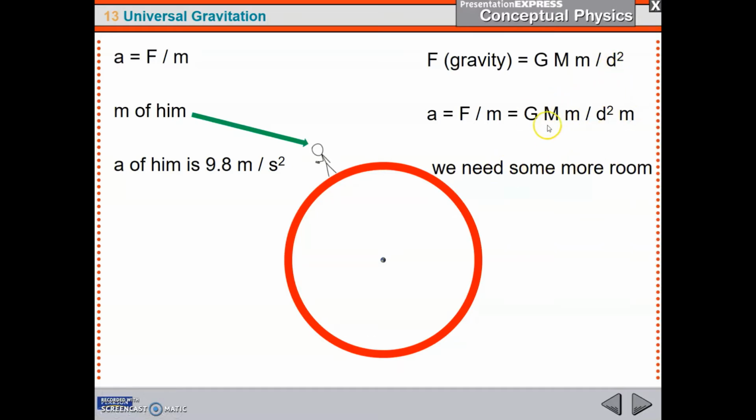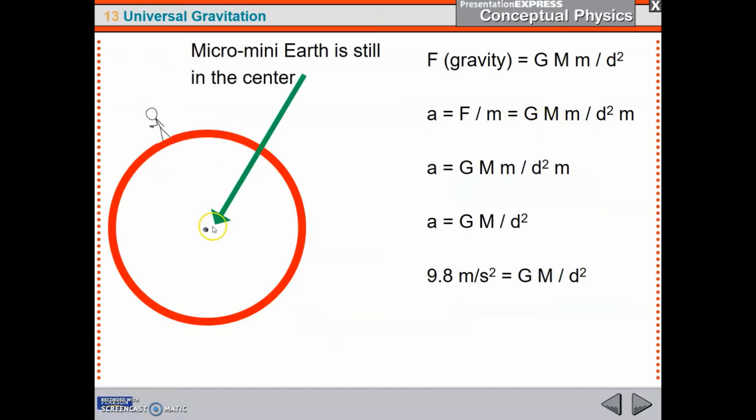Now we need some more room to see all this. So I'm going to move the Earth over there. Micro mini Earth is still in the center.